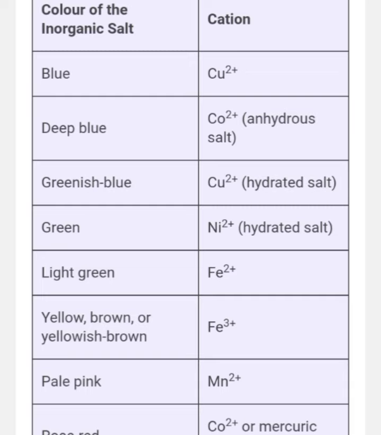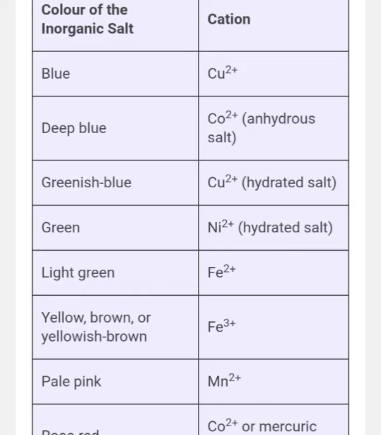For example, the first ion we have there is copper 2 ion, and the color is blue. Then we have the cobalt 2 ion, the anhydrous cobalt 2 ion, deep blue. Then the cobalt 2 ion, which is the hydrated salt, is still blue, but this one is greenish blue. It's still somehow having a blue color.